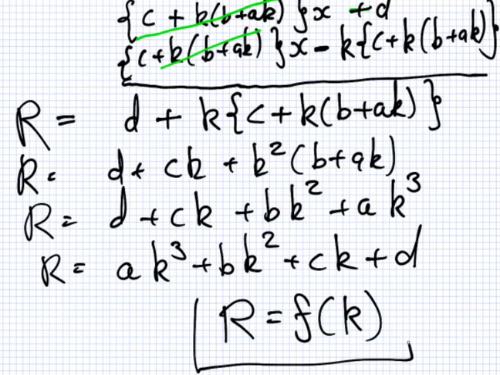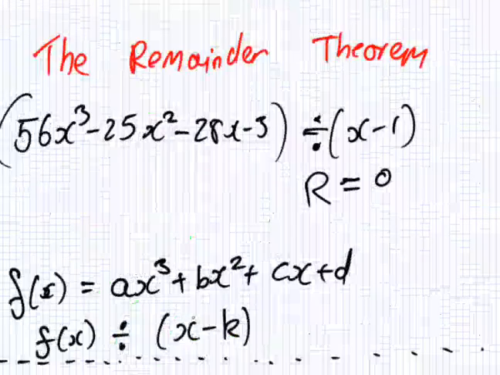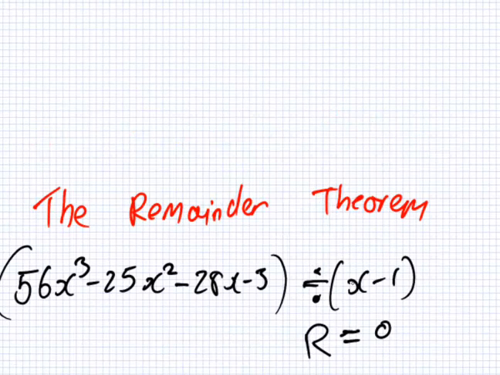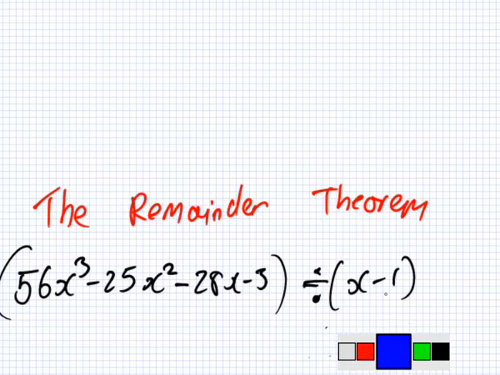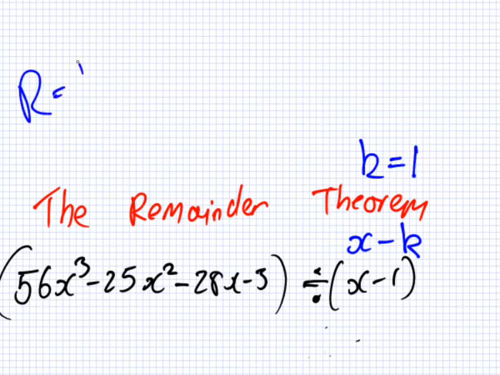So when I subtract again, what I'm left with is the remainder. So let's subtract. Again, this will cancel with this, and I'm left with the remainder equals d plus k(c plus k(b plus ak)). So you might think that's not so great. So this is the formula for the remainder.